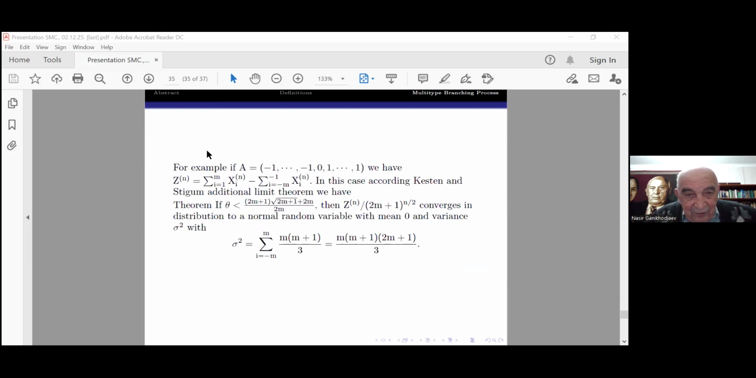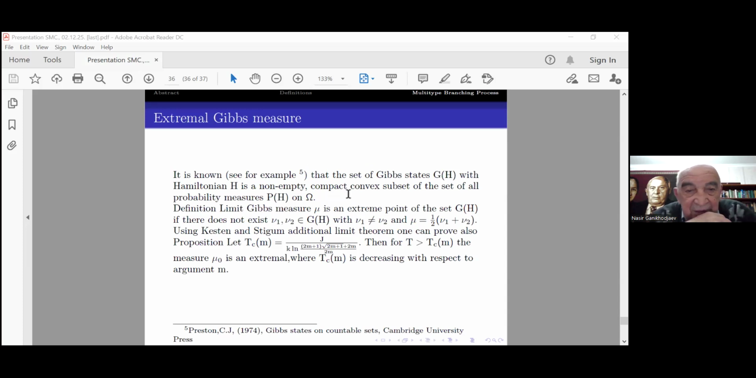And so, for example, as A we can consider this vector, and we will have that n equals the sum of all positives minus the sum of all negatives. In this case, according to the additional Kesten-Stigum limit theorem, if theta is less than this value, then Z_n over this constant converges in distribution to a normal random variable with mean 0 and variance sigma squared with this value. So now, one more application of this theorem.